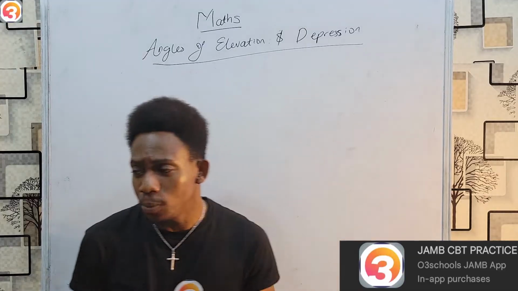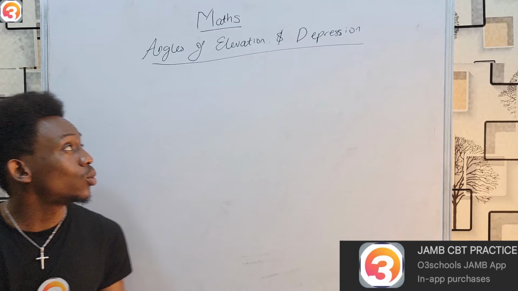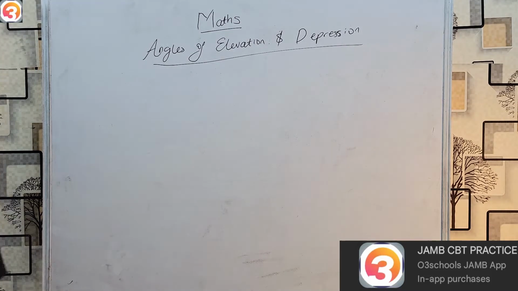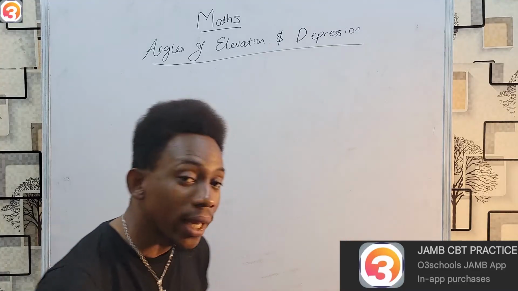So there's no special formula. There's no formula unique or special to angle of elevation and depression. So without much ado, we can actually look at some questions and check out the practical way of solving these questions. So I'm just going to open my phone here and get my O3 Schools JAMB app so we can get started.